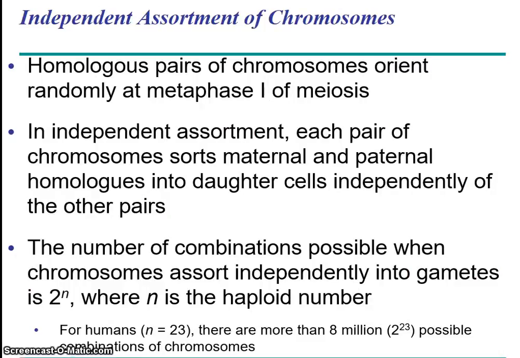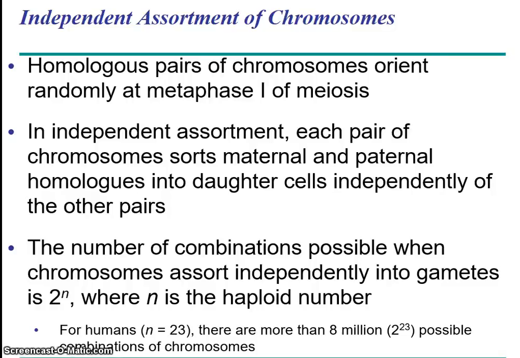Now, we looked at an example with an organism that had a diploid number of 4, or 2 homologous pairs. Now let's go back and look at humans. Our diploid number is 46, and if we do a little bit of math here, if we take 2 to the nth, with n being the haploid number, so 2 to the 23rd, this is roughly 8.4 million different possible combinations of chromosomes in just one meiotic event.